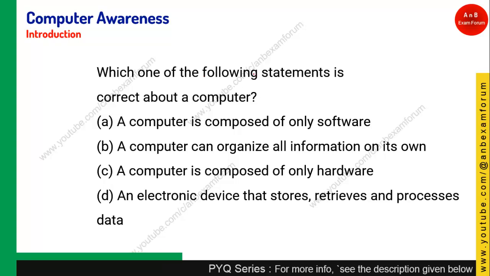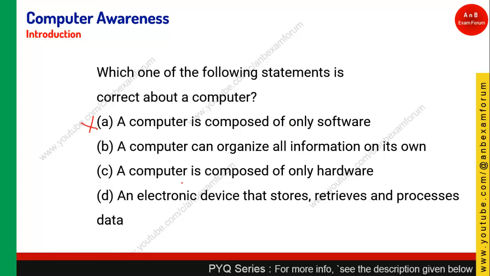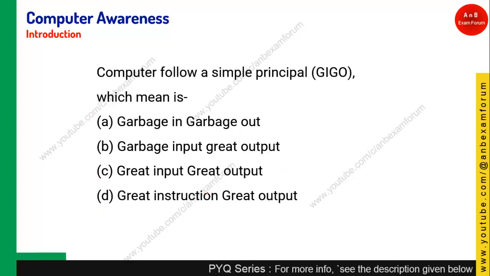Which one of the following statements is correct about a computer? A computer is composed of only software. No, it consists of both hardware and software. A computer can organize all information on its own. No, some kind of human interface is also required, so this is wrong. A computer is composed of only hardware. Again, we know that it's a combination of hardware as well as software, so option D must be the right answer. It's an electronic device which stores, retrieves and processes data. Option D is the correct answer. Let's see the next question.